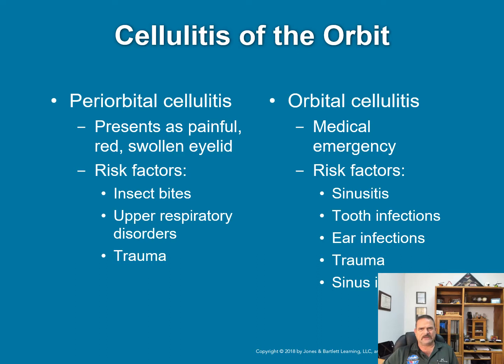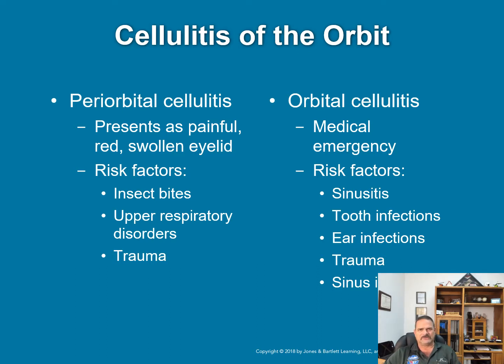All right, so cellulitis of the orbit. Preorbital cellulitis, it's commonly caused by Staphylococcus or Streptococcus bacterial infections. Periorbital cellulitis is more prevalent in children than adults. It's also known as preseptal cellulitis or eyelid cellulitis. Presents as a painful, red, swollen eyelid. You also have fever and a redness of part of the white of the eyes. Predisposing risk factors can include insect bites, upper respiratory disorders, and also trauma.